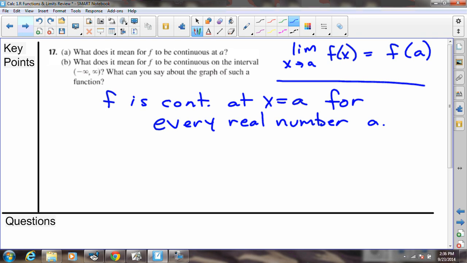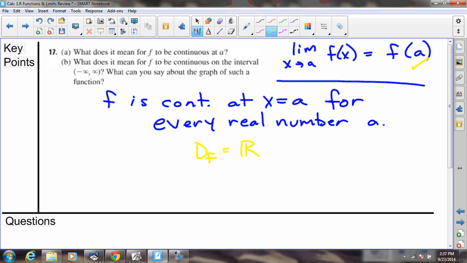If it's continuous at every single real number, we know it has to be defined for every single real number. Because if, for example, the function is not defined at x equals 3, how could the limit equal the function value if the function value doesn't exist? Of course it can't. So one thing we would know is that the domain of f is all the real numbers.